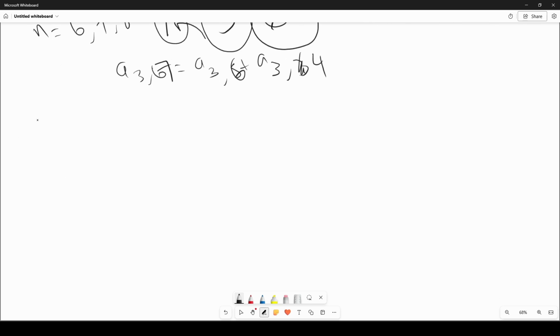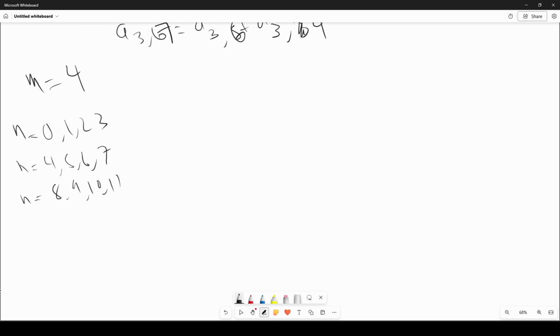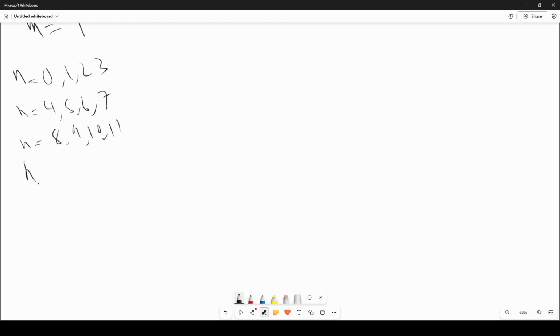Now I think we can try a larger example. Let's try m equals 4. Once again, we're going to group into groups of 4 this time. 0, 1, 2, 3. n equals 4, 5, 6, and 7. n equals 8, 9, 10, 11. And then finally, n equals 12, 13, 14, and 15.